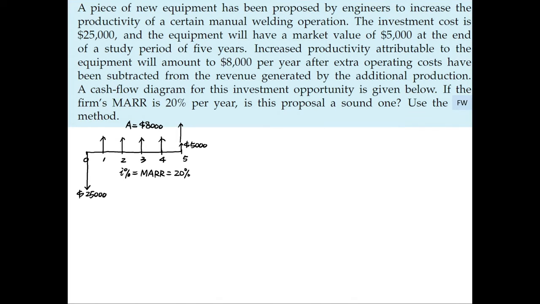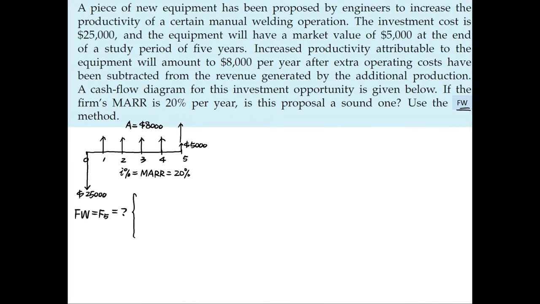It asks you to use the FW method, future worth method. So you're going to convert everything toward the future. Okay, so the question is, what is the future worth? And actually, the future worth is you convert everything to the end of the 5th year. You can write it as F5. That's exactly what you want.